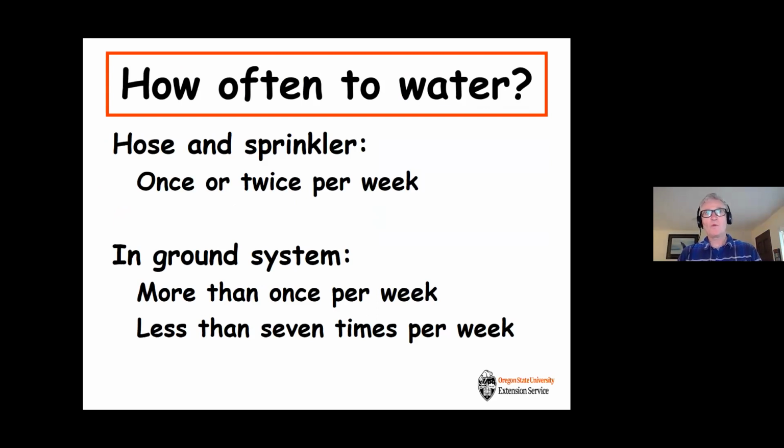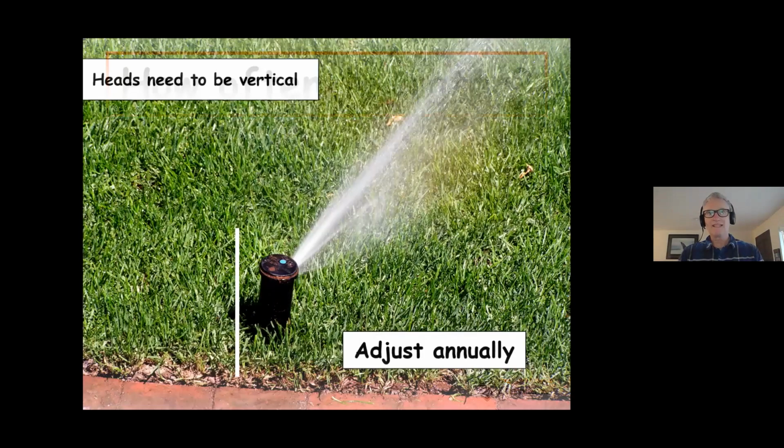So how often to water? With a hose and sprinkler, once or twice a week. An in-ground, hard plumbed irrigation system, more than once per week, less than 7 times per week. 3, 4, 5 times per week would be just fine. Each year, if you have an in-ground sprinkler system, you'll want to make sure that your heads are vertical so that the water is distributed evenly.